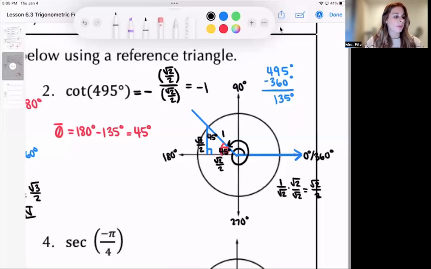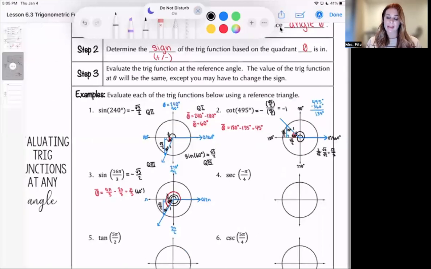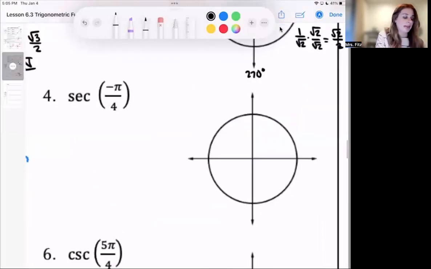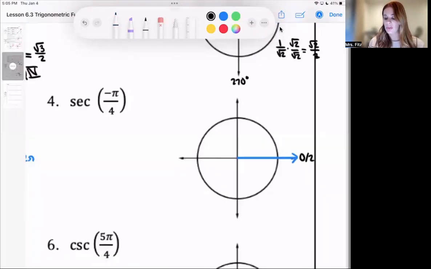So what we're going to do next is let's do number 4. Yeah, let's keep going through these because I think seeing more of these is good. All right, number 4, we're taking secant of negative pi over 4. We're going to start on the initial side once again. This is in radians, so we have 0, 2 pi, pi over 2, pi, 3 pi over 2. We are now going to actually rotate clockwise, and we're going to go just pi over 4, so just like this.